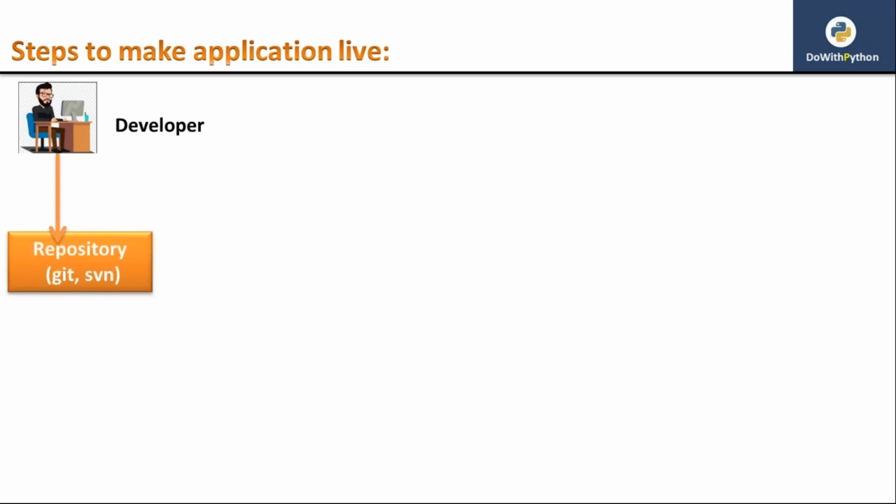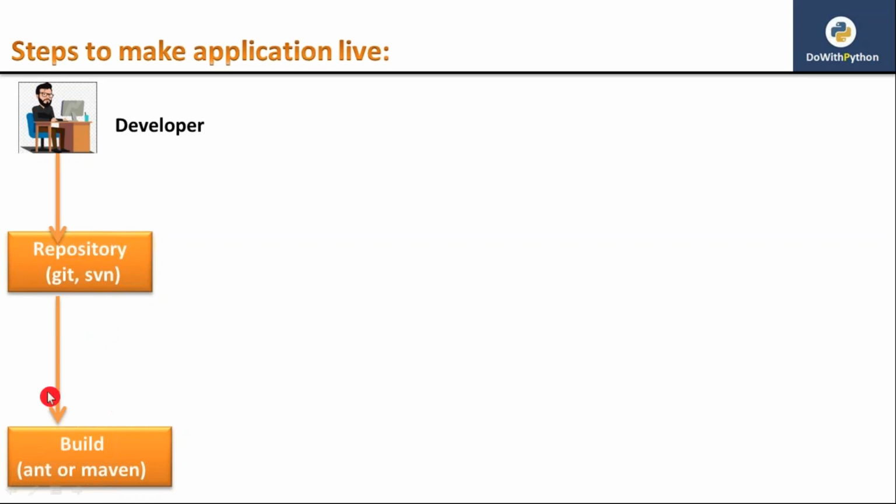For now, assume that a repository is nothing but a place where the developer will push the code. Generally, we can use repositories like Git or SVN. Once the code is there, the developer will send a mail to the build team: we have developed this and stored the code, just build it. Then the build team will come and build the code using tools like Ant, Maven, or Gradle.